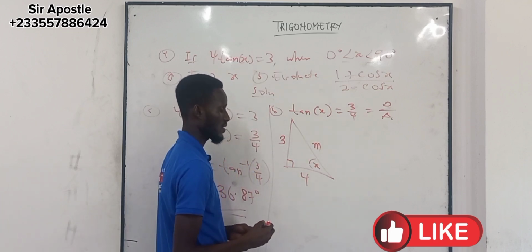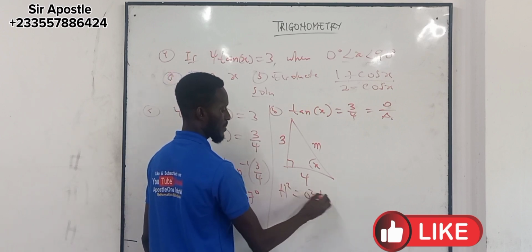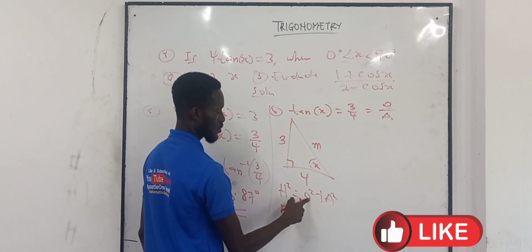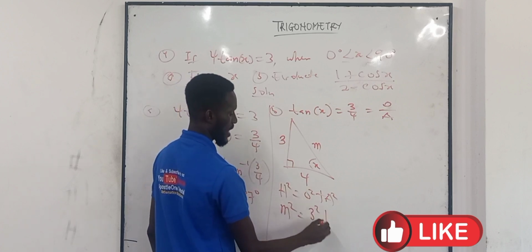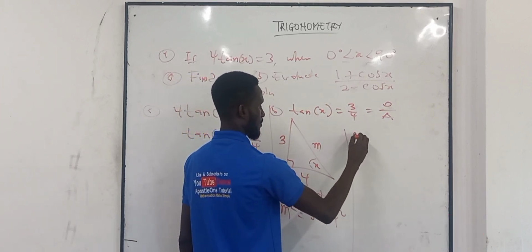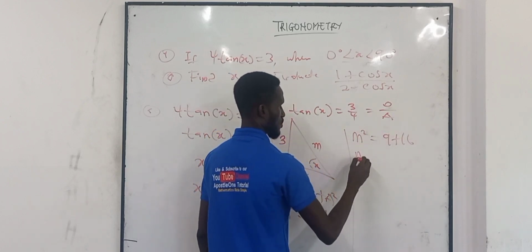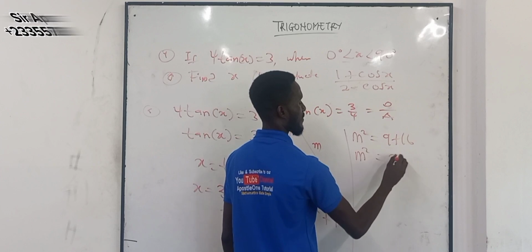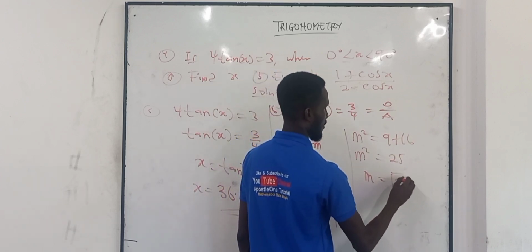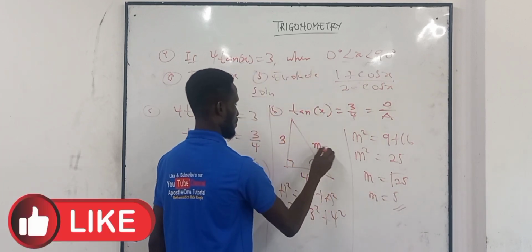So we have to look for the hypotenuse. The hypotenuse squared is equal to opposite squared plus adjacent squared. Our hypotenuse is m, so m squared is equal to 3 squared plus 4 squared. M squared is equal to 9 plus 16, so m squared gives us 25. Then we square root both sides, so m is equal to the square root of 25. M gives us 5 units.